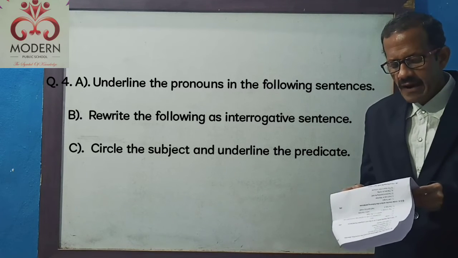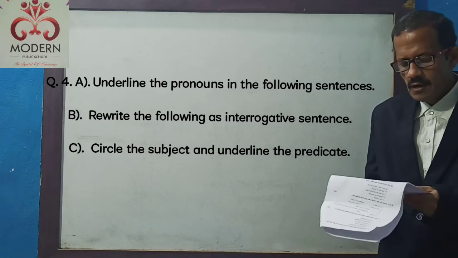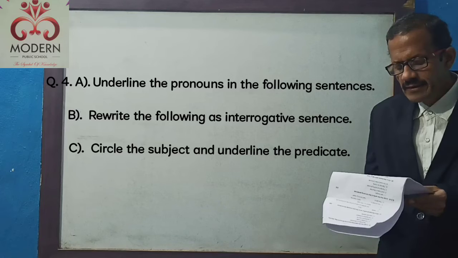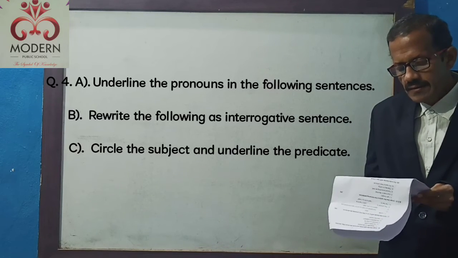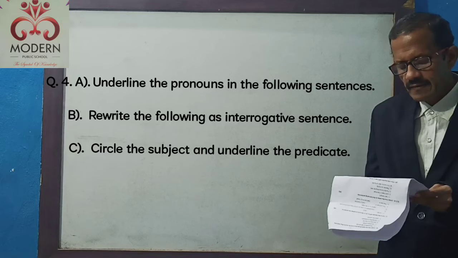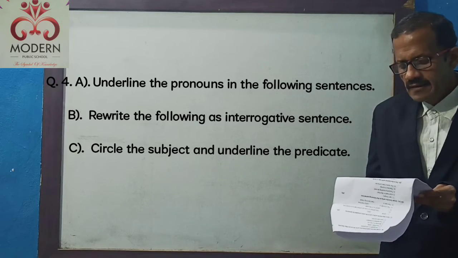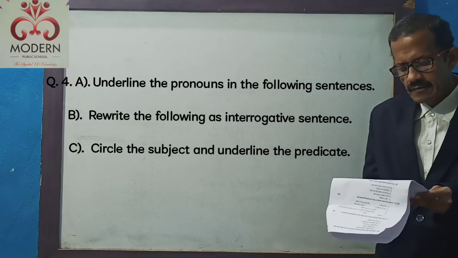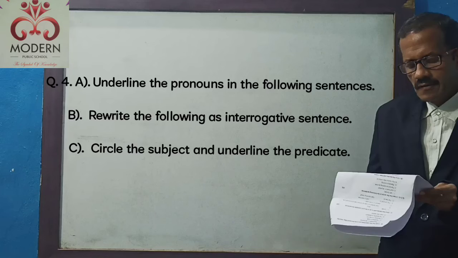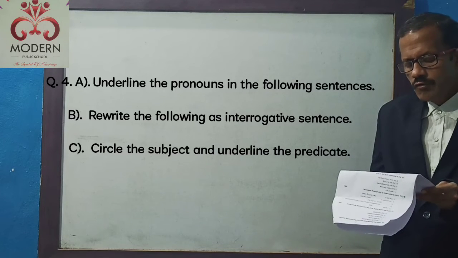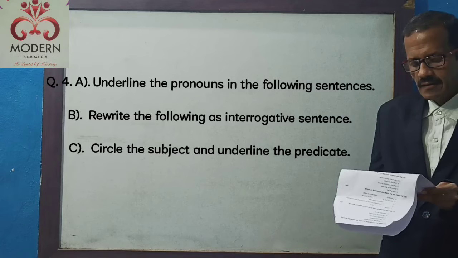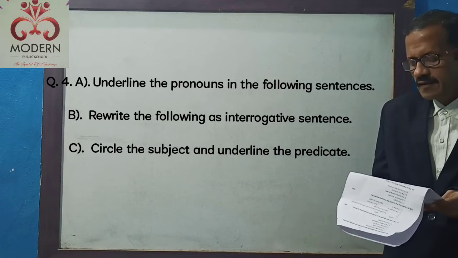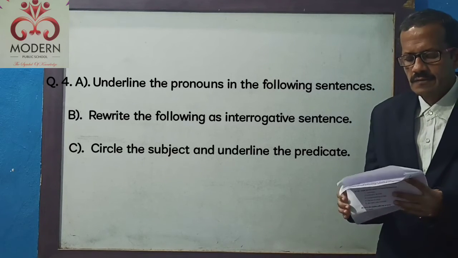Student, question number 4B we will see now. Rewrite the following as interrogative sentences. You have to write these as interrogative sentences, and this is also for 3 marks. You have to make interrogative sentences from these statements. It is for 3 marks.